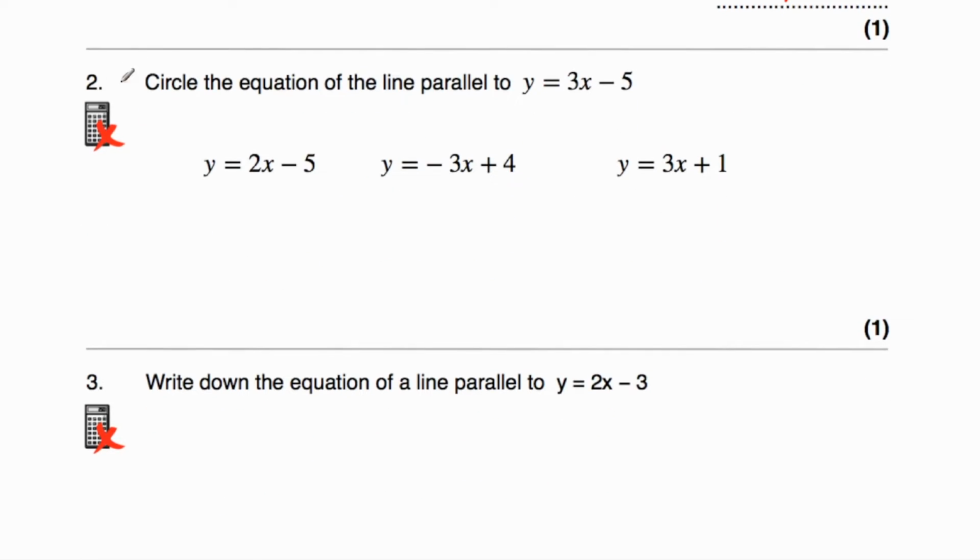Let's have a look at question number 2. It says, circle the equation of a line that's parallel to y equals 3x minus 5. The gradient of this line is 3, because we've got a 3 in front of the x, so we're looking for another line that's got a gradient of 3 also.